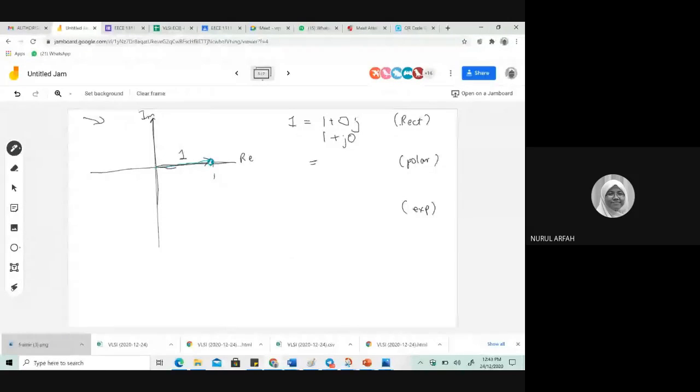Okay, what about polar? Can anyone volunteer how to write it in polar form? Polar should have phase, right? So how to write this? Do we have theta? No, so this one should be 0. Yes, very good. But what about magnitude? How do you know this one is 1?